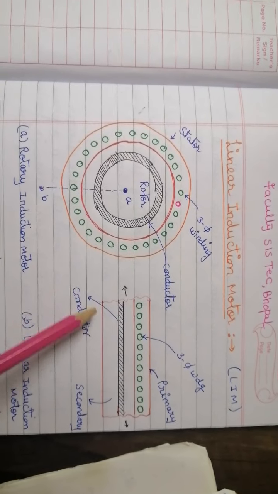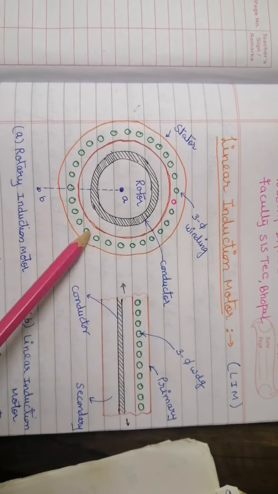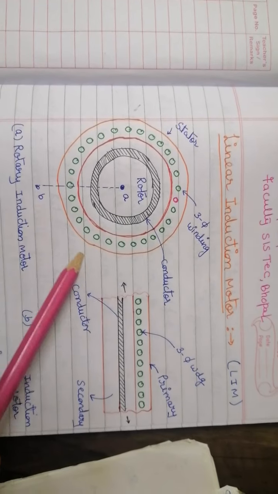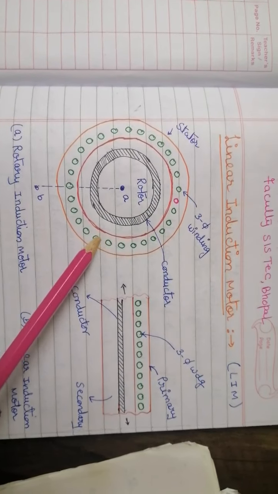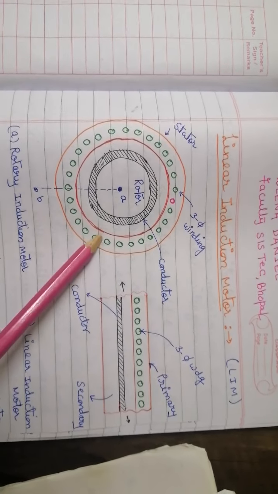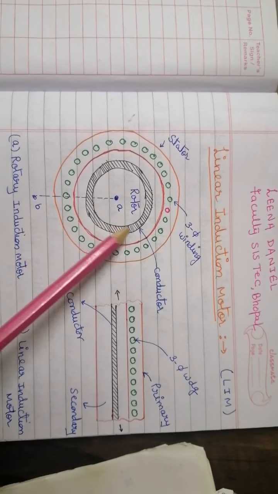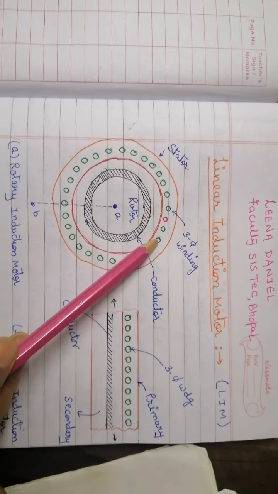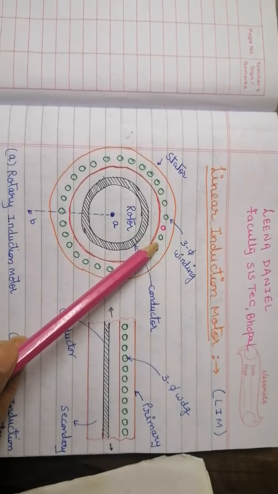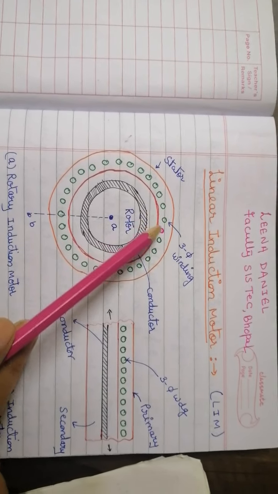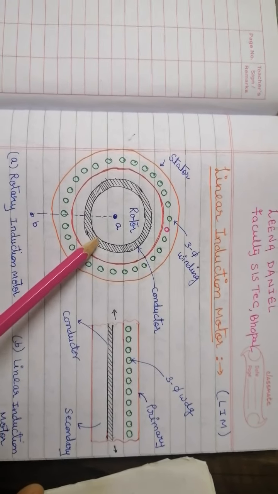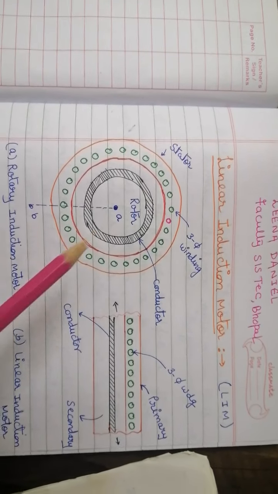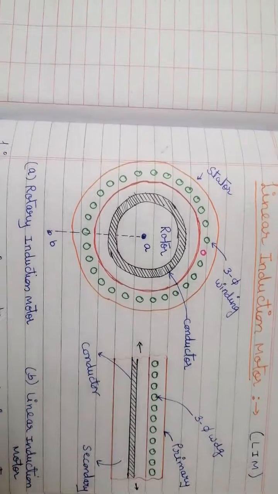Let's see here. This is the polyphase rotary induction motor which we studied earlier. This is the rotor and this is the stator. On the stator there is a three-phase winding, and this is the rotor, which is a wound type rotor.